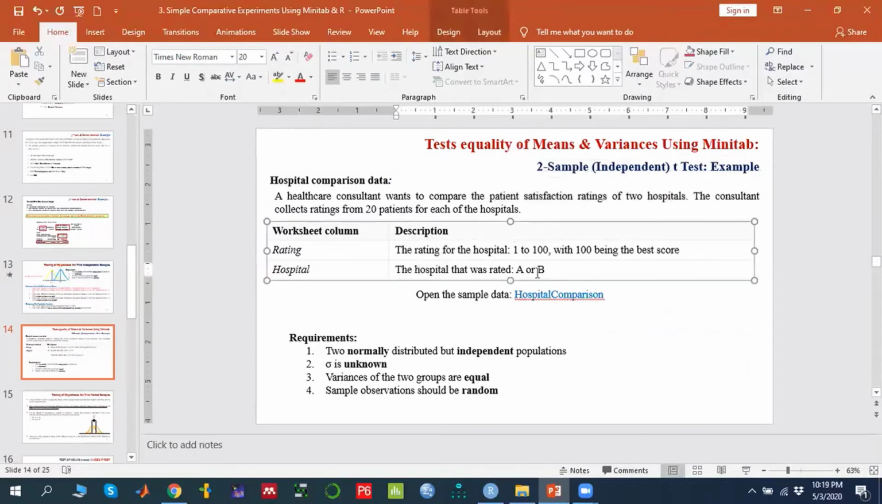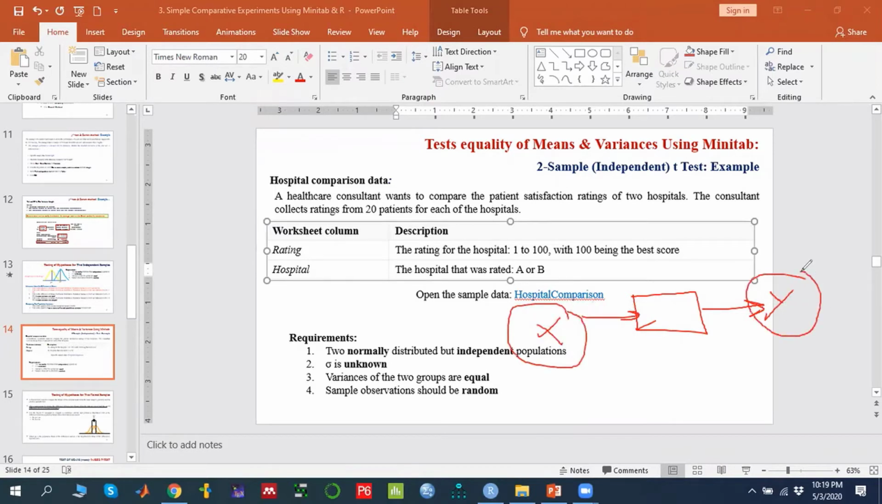So in this case, as I told in previous videos, always see your question or your problem with respect to X and Y. X would be considered as a factor and Y would be considered as a measurement value. So right now Y is your rating, and X is basically the hospital type. Hospital type has two types.